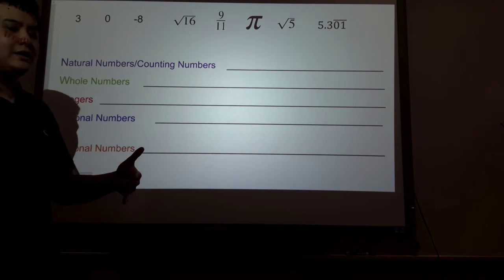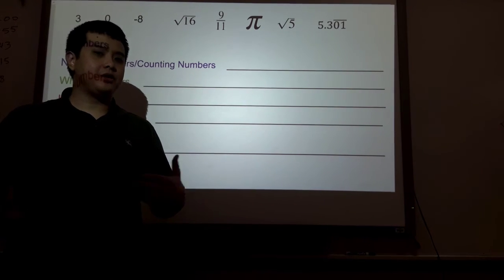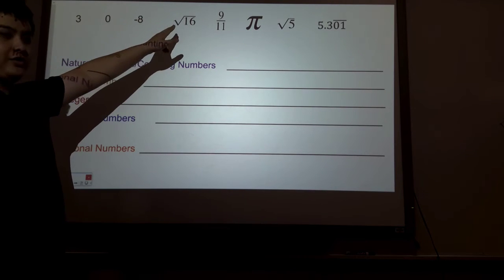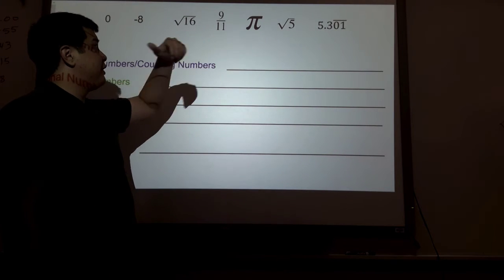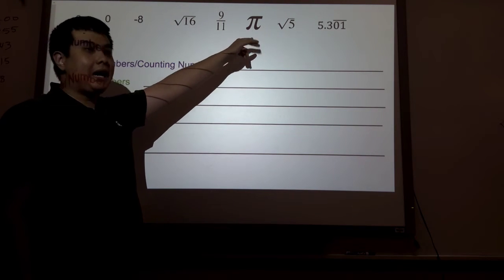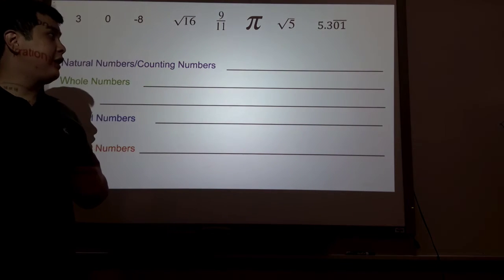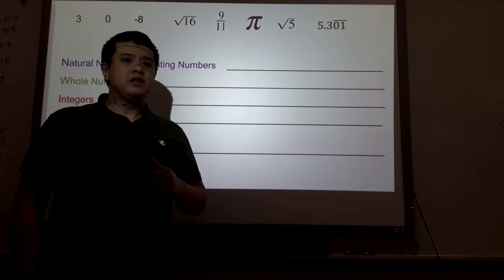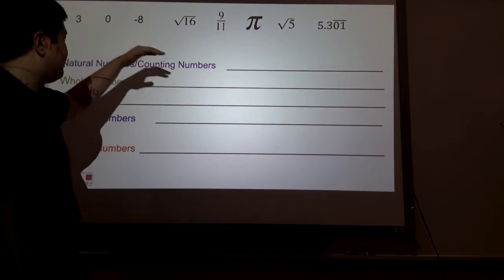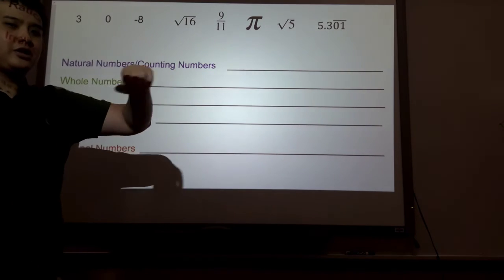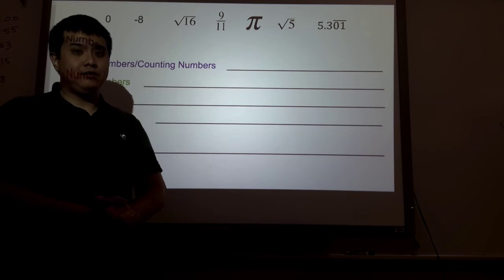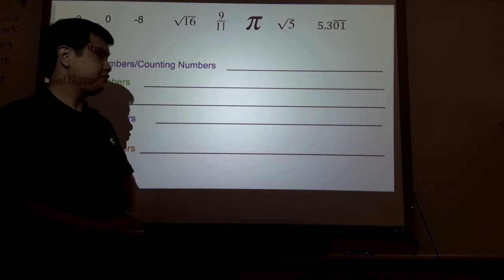So we need to categorize these into the different types of numbers. We have 3, 0, negative 8, square root of 16, 9 over 11, 9 elevenths, pi, square root of 5, and 5.301 with the 01 repeating. So I want you to write these numbers down, write down these categories and lines next to them, and we're going to try to categorize these into their proper spots.